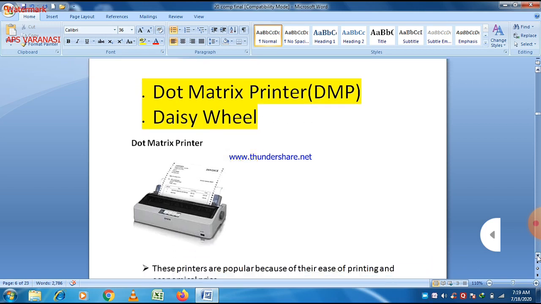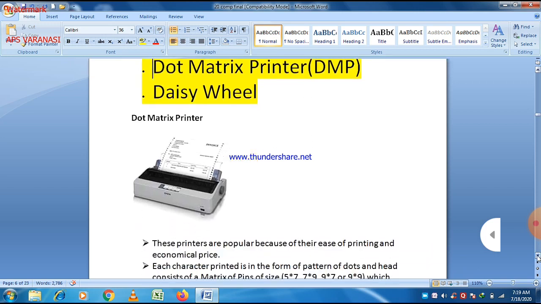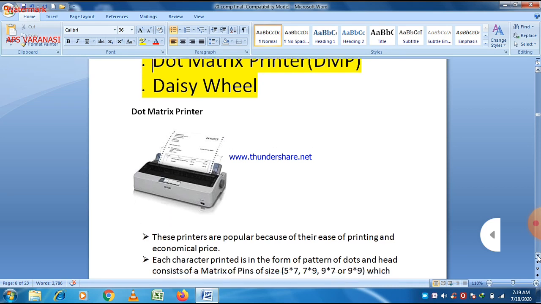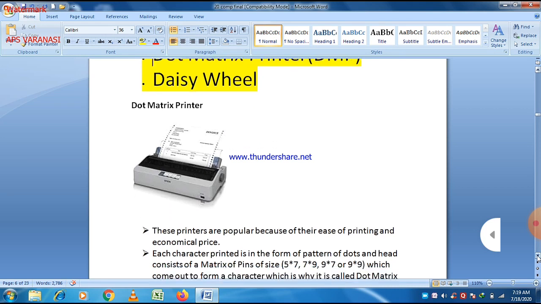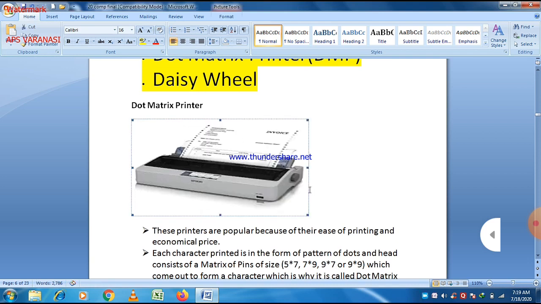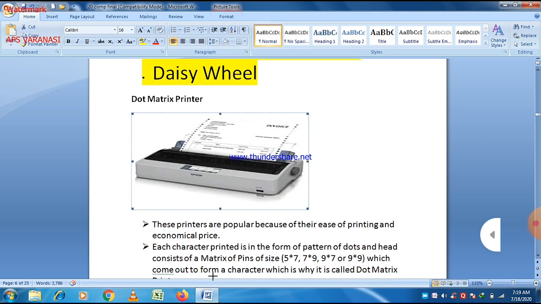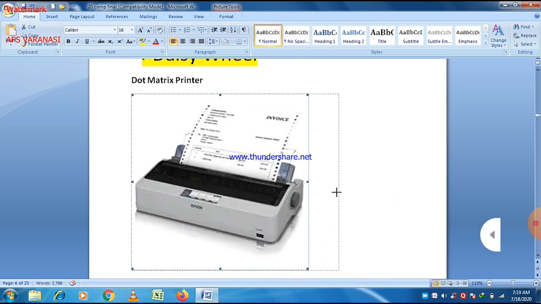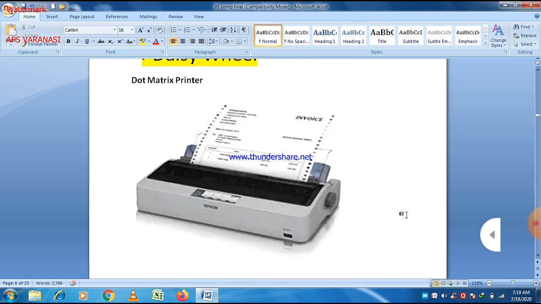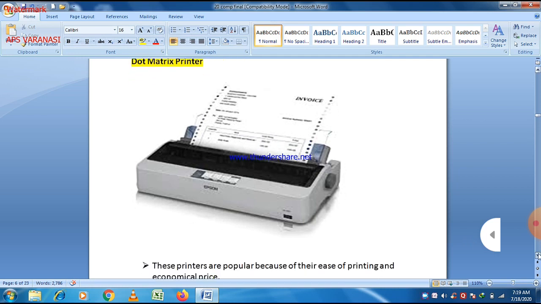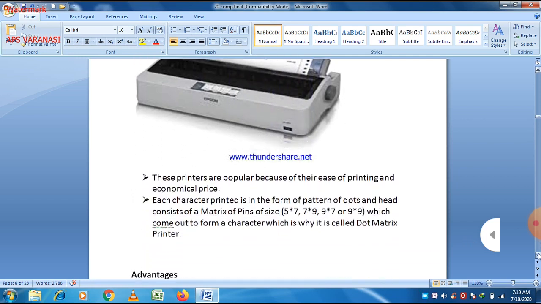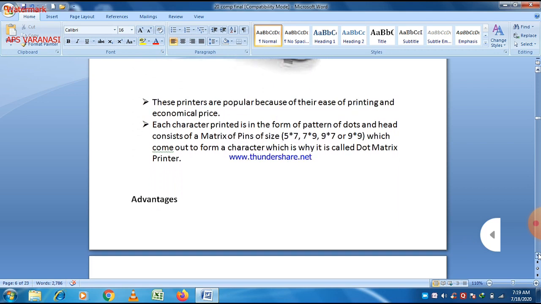Printing quality is not very high in the case of dot matrix printers. So these printers are popular because of their ease of printing and economical price. You can see here a diagram of a dot matrix printer, and you can easily see the printout in the form of different dots. So every character is made up of dots. So picture quality is not very high in the case of dot matrix printers.